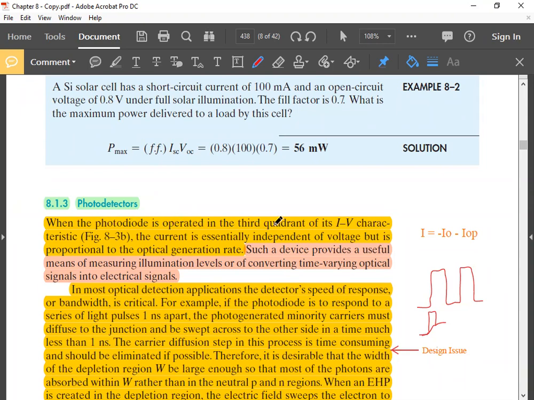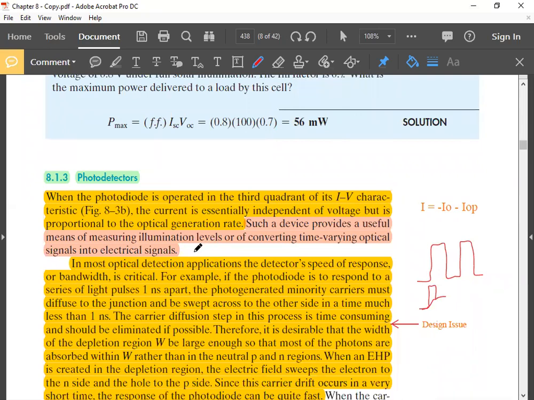When the photodiode is operated in the third quadrant of its IV characteristics, the current is essentially independent of voltage but is proportional to the optical generation rate, GOP. So I equals minus IO minus IOP; IO is negligible, and IOP is proportional to GOP. Such a device provides a useful means of measuring illumination level or of converting time varying optical signals into electrical signals. This is important in optical communication where we send data through optical means.